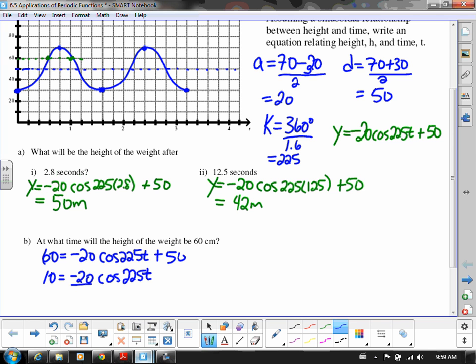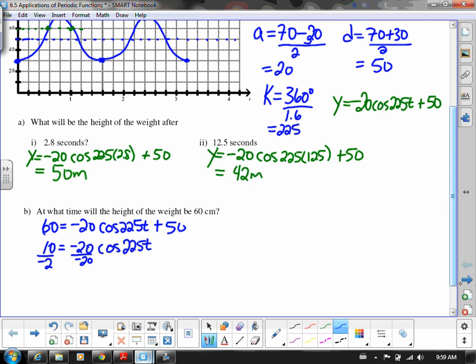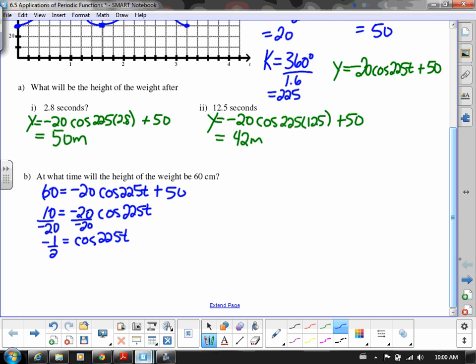Our next step, you're going to divide both sides by negative 20 because our ultimate goal is to get t all alone. So I'm going to have negative 1/2 equals the cosine of 225t. We're trying to isolate the t. So now I'm going to move cos to the other side. When cos moves to the other side, we do the inverse. So the inverse cosine of negative 1/2 is equal to 225t. Using your calculator, if you do the inverse of cosine of negative 0.5, you're going to end up with 120 degrees as your value, and then we'll drop the degrees in a second.